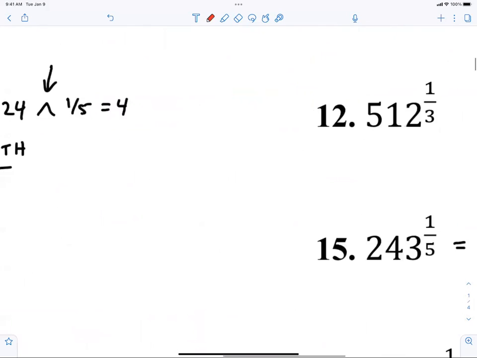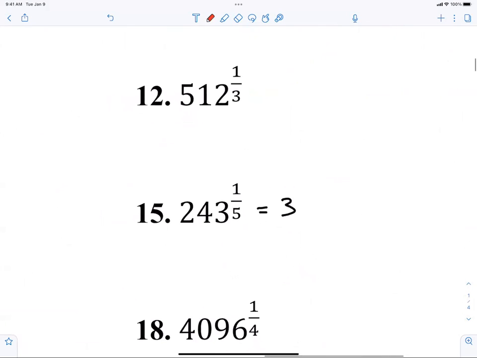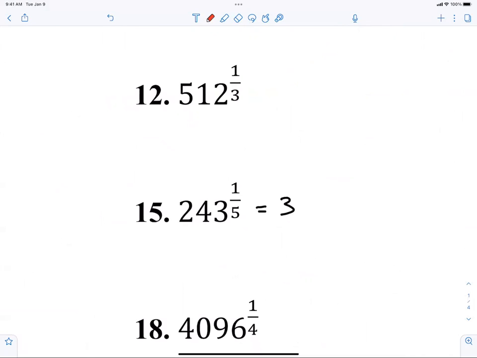Let's check out 12. 512 to the 1/3 power is obviously just what? 8. Does anybody have any issues? Come on, that's what you're using your calculator for. The calculator's giving you the answer. Everybody good with that being 8?